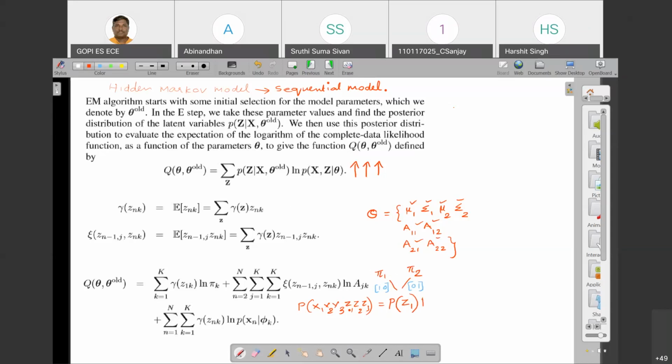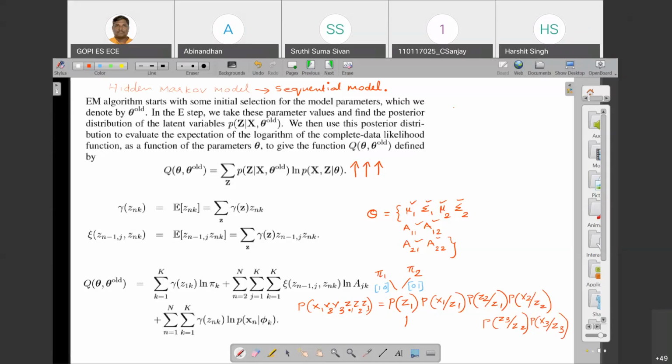And then being in a state Z1, which is a latent variable, X1 is getting generated given Z1. That is what is needed in that independent event. And there is a need of transition from Z1 to Z2, and then X2 is getting generated with Z2. Then we have the transition from Z2 to Z3, and then finally X3 is getting generated with Z3. So this is what the probability is.